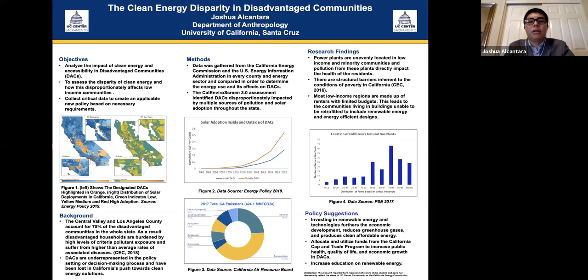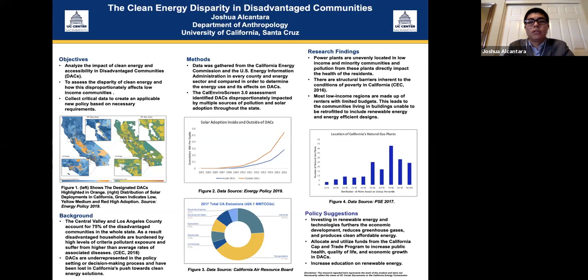According to Berkeley Economic Advising and Research, Los Angeles County and the Central Valley account for nearly 75% of the disadvantaged communities in the state. Disadvantaged households tend to be burdened by higher levels of pollutant exposure and suffer from higher than average rates of associated diseases. My method for researching included gathering information from the California Energy Commission Low-Income Barrier Study and the CalEnviroScreen 3.0 assessment from the California Office of Environmental Health Hazard Assessment to identify communities that are low income, unevenly burdened, and vulnerable to multiple sources of pollution.